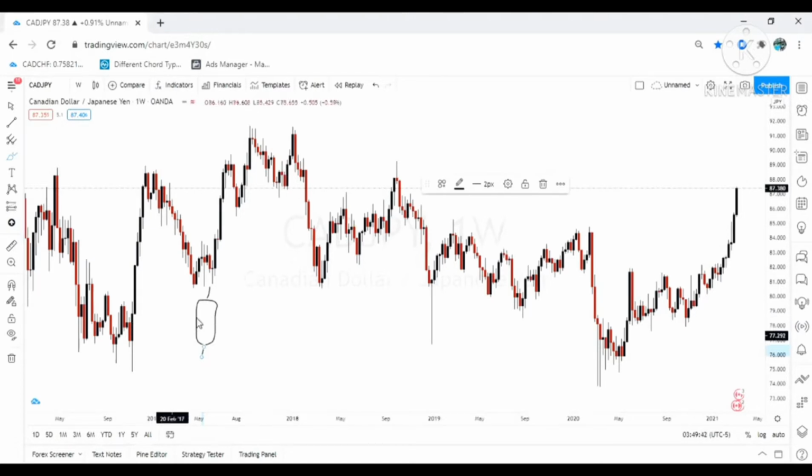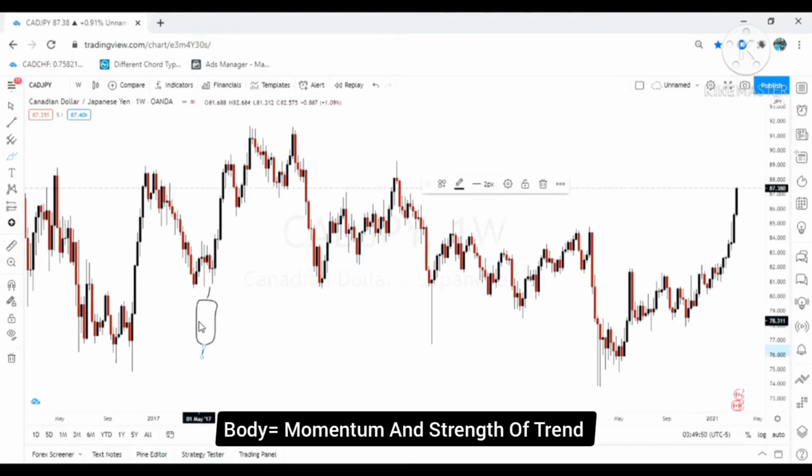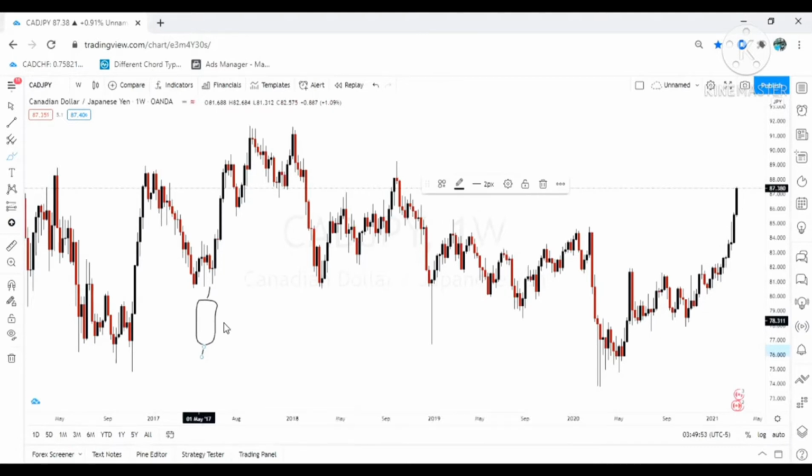So the size of the body tells you a lot about the momentum and the strength of the market movers. So for example, in a buying trend, the size of the body will tell you if you're going to get a continuation of that buying trend, or if you're in a starting phase of that buying trend, or if you should brace yourself for a reversal.